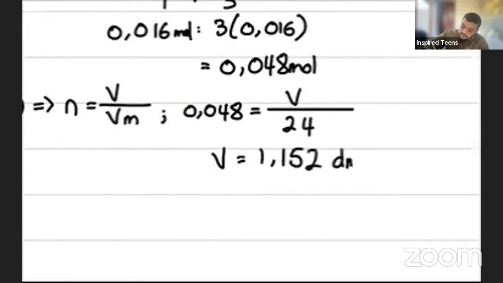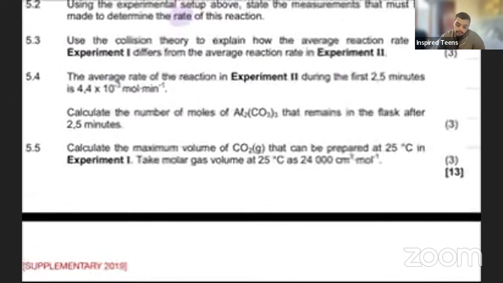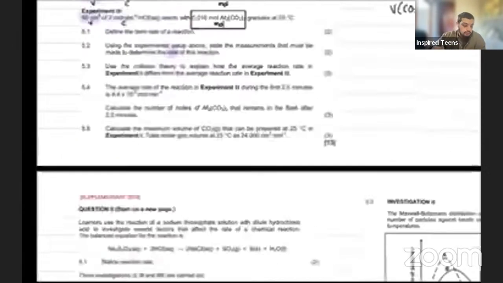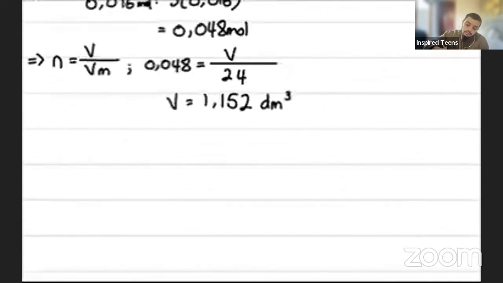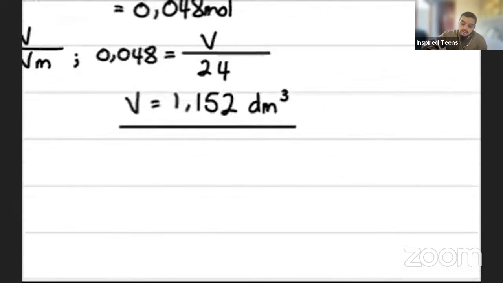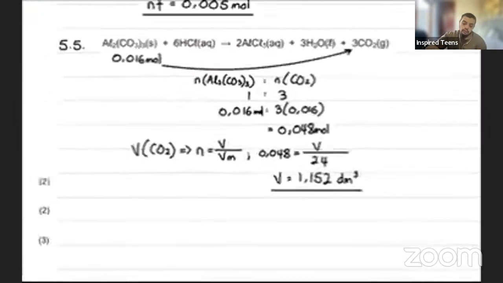1,152 decimeters cubed. They specify what they want the answer in. No, they don't. So we can leave our answer like this. 1,152 decimeters cubed. And that would be all, 5.5.